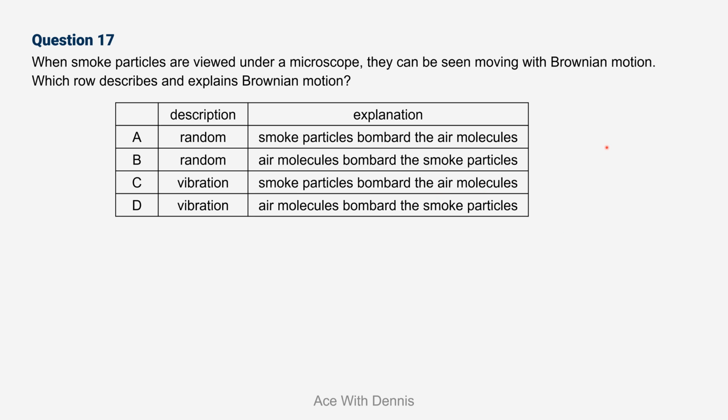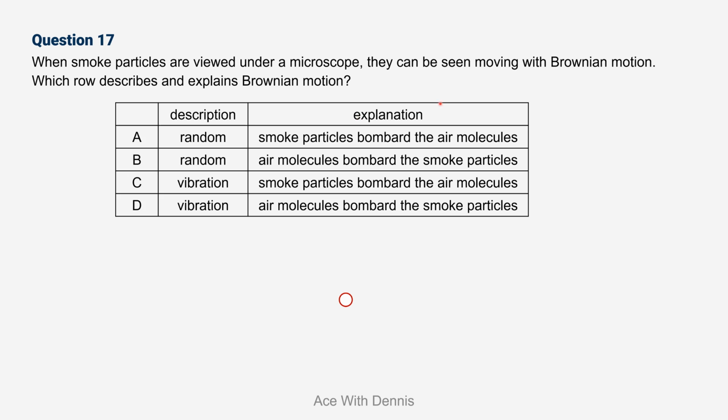Now let's see this animation where we can observe through the microscope. This is a smoke particle, and when you observe through the microscope, this is what we observe. As you can see, the smoke particle moves in a zigzag manner and randomly, hence it does not vibrate, and option C and option D are eliminated.